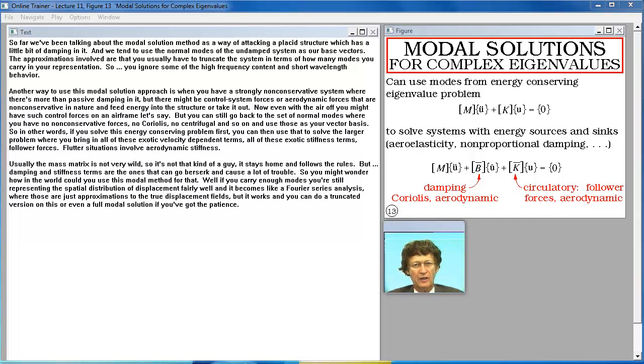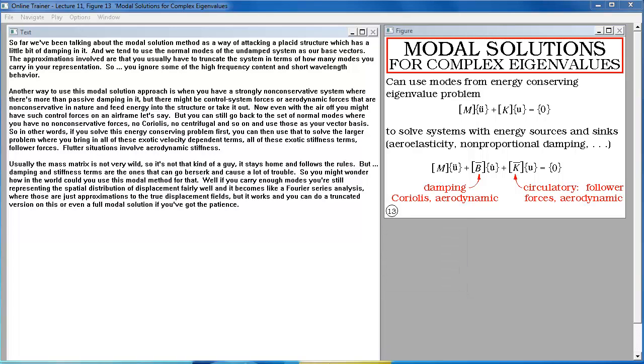So far we've been talking about the modal solution method as a way of attacking a placid structure which has a little bit of damping in it, and we tend to use the normal modes of the undamped system as our base vectors. The approximations involved are that you usually have to truncate the system in terms of how many modes you carry in your representation. So you ignore some of the high frequency content and short wavelength behavior.